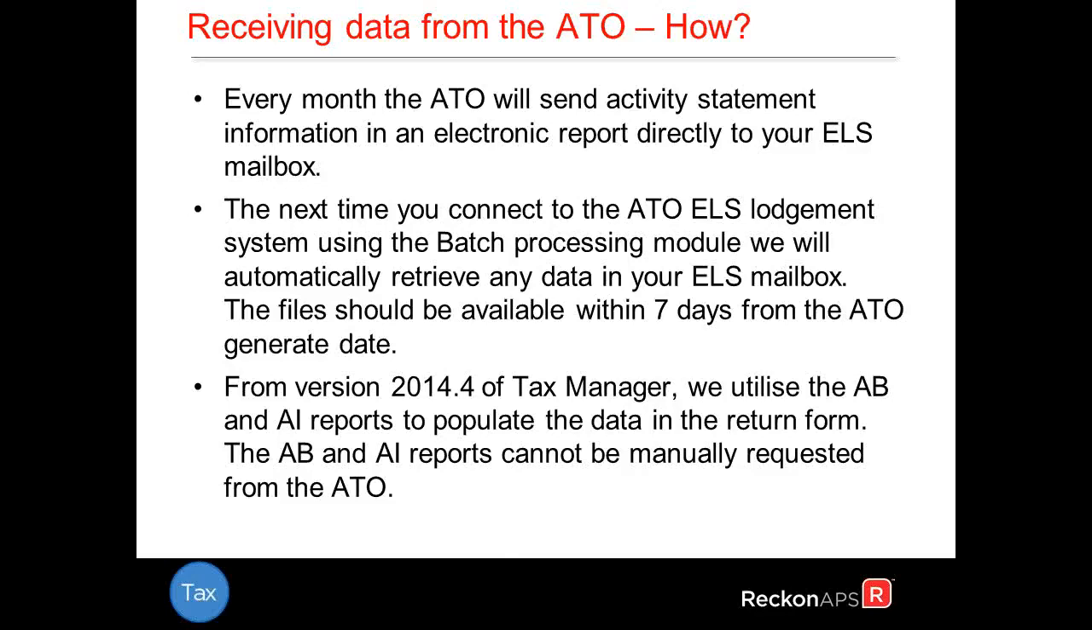That is the data that we will use to populate your activity statement in the Advanced Tax product, in Tax Manager. Now the AB and AI reports cannot be manually requested from the ATO, and that's a problem for those sites who are using multiple applications to lodge tax returns with. Because what can happen is we've seen many instances where these AB and AI reports end up in the wrong application, and essentially what that means to the practice is you are unable to automatically create your activity statements and populate the data which you've been sent from the ATO.